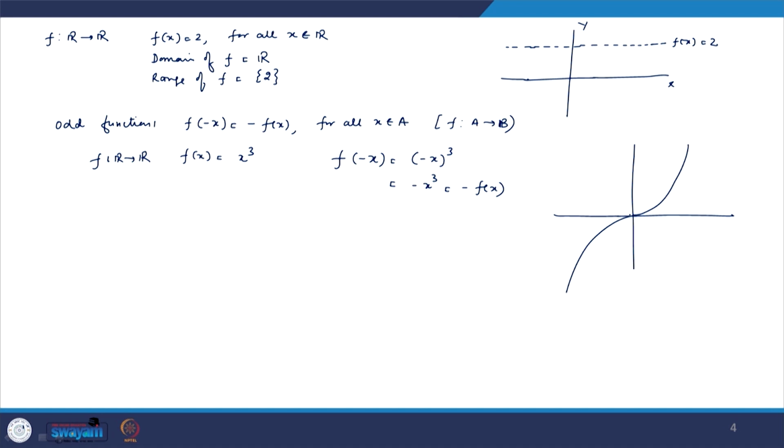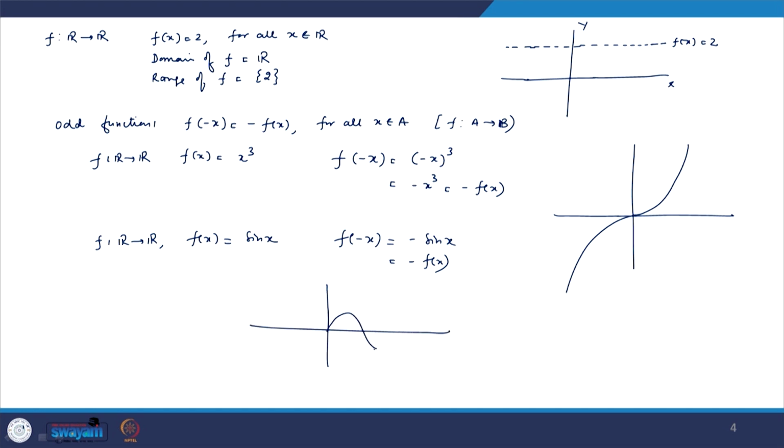You can take another function, say f from R to R, defined as sin x. For sin x also, f of minus x comes out to be minus sin x, which is equal to minus f x. That means it is an odd function. Now, if you draw the graph of this function, here also it will come out to be symmetrical about origin. Okay. Similarly, we have so many examples of odd functions. Now, next are even functions.